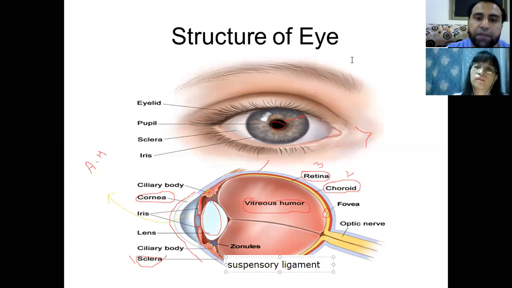Okay. Now you can see here, this is the sclera, the layer that is coming toward here. You can see this white color sclera, iris, pupil. Okay. So I think it is clear.